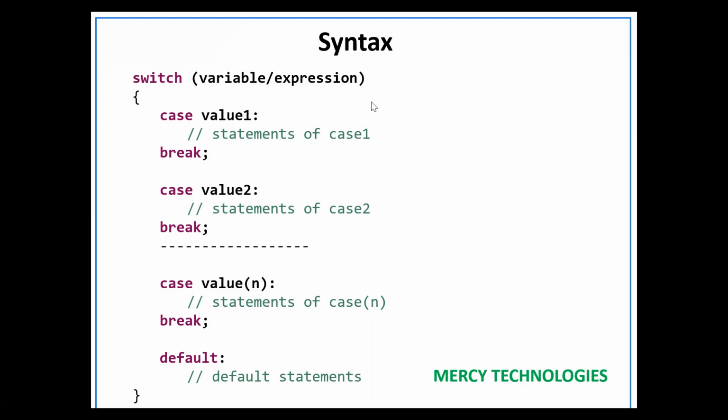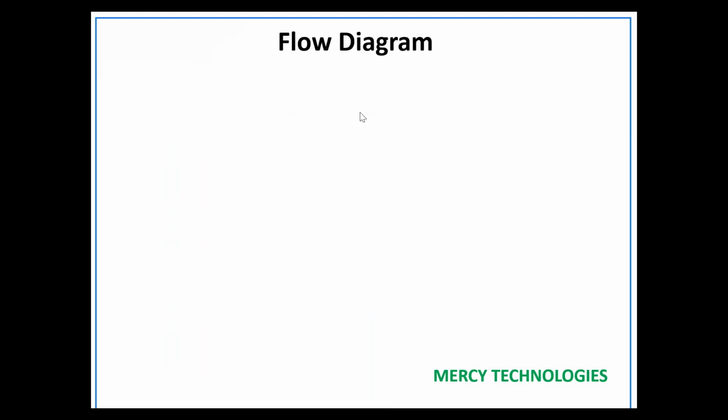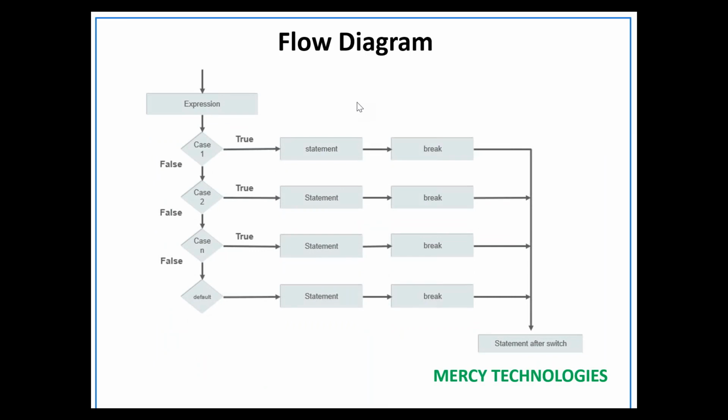So let's see the flow diagram for the switch statement. Same way as the syntax I mentioned, this is the flow diagram of a switch statement. This is the switch expression. We are giving the expression here, and first we check case 1, whether case 1 is correct or not. We have defined multiple cases: case 1, case 2, case 3, case 4, and finally default.